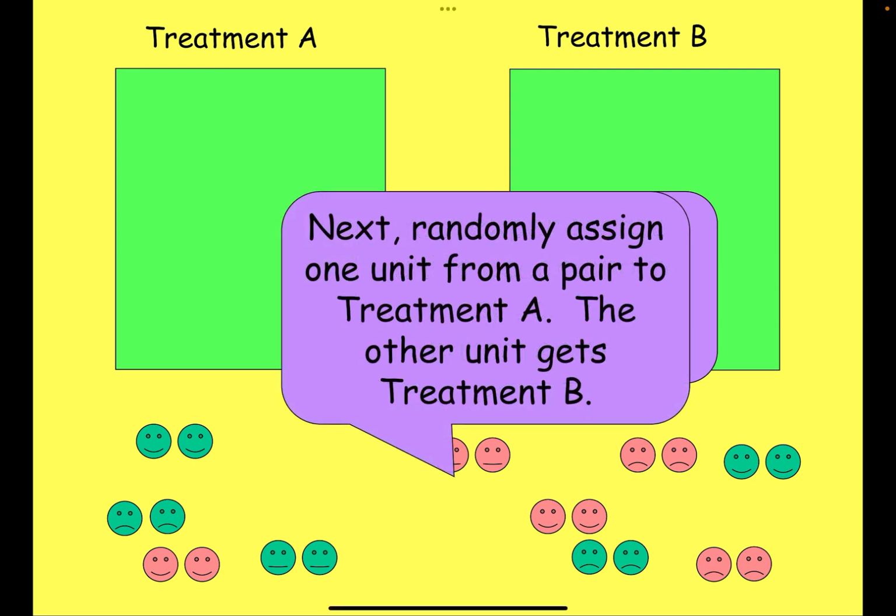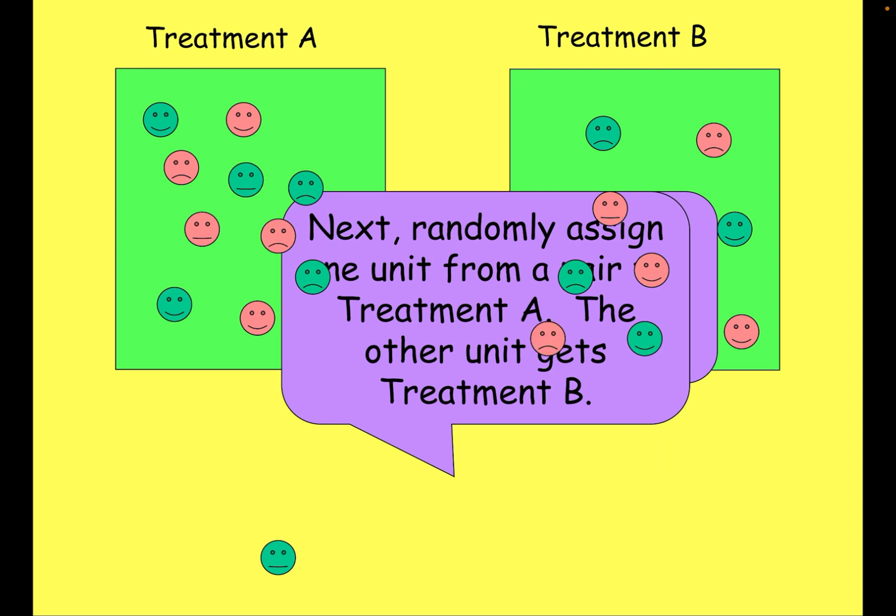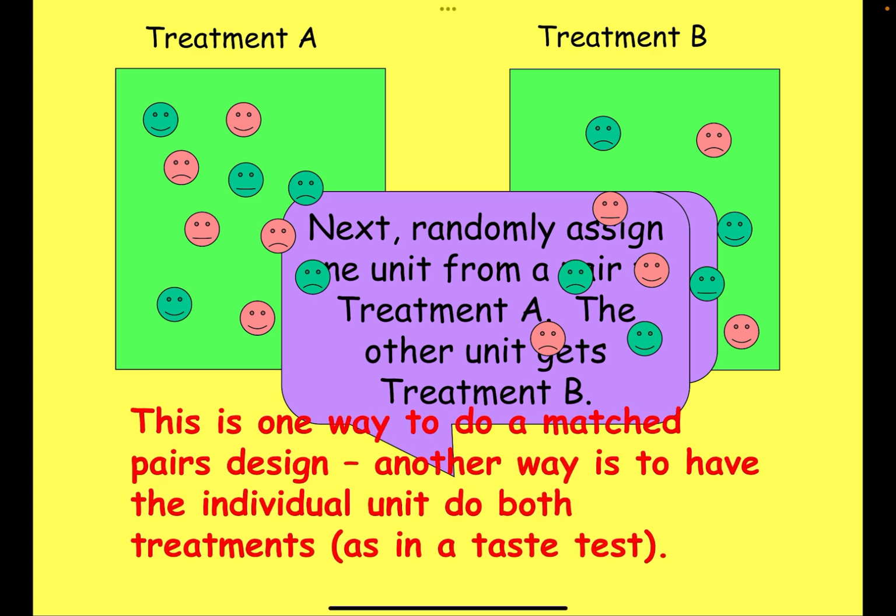Next, I'm going to randomly assign one unit from a pair to treatment A, and by default, the second unit is going to get treatment B. So every time I split up a pair, one goes to treatment A first, and the second one goes to treatment B automatically. But notice they had something in common. So now when I look at the faces in treatment A, they're going to match perfectly with the faces in treatment B. This is one way to do a matched pairs design. Another way is to have the same individual unit do both treatments, such as in a taste test or before and after. That's another idea for a block design.